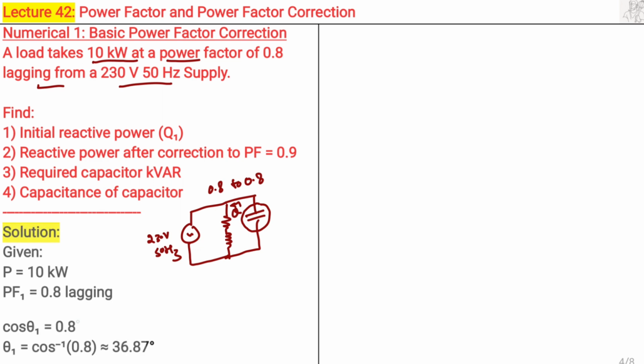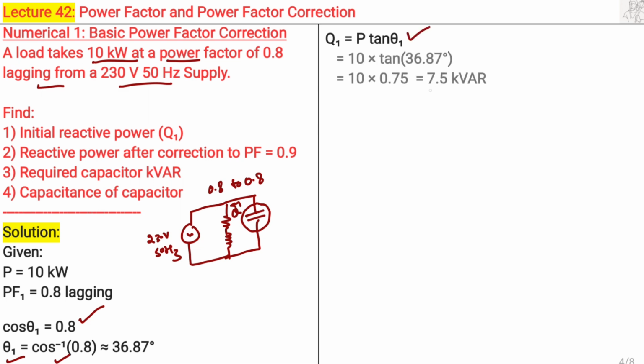So let's start. Since the initial power factor is 0.8, the power factor angle will be simply cos inverse of 0.8, that is 36.87 degrees, and from here we can find out the initial reactive power, that is P into tangent theta 1, and that comes out to be 7.5 kVAr. So the corresponding power triangle will be simply, the base will be the real power, that is 10 kilowatt, and the reactive power will be 7.5 kVAr.